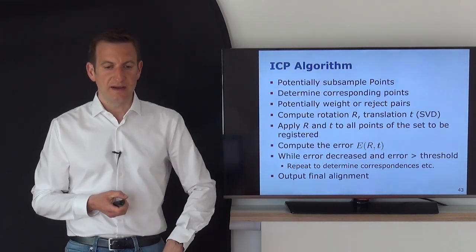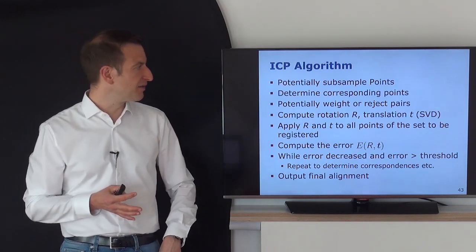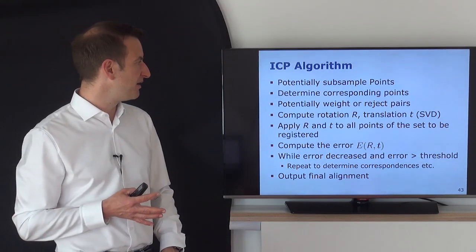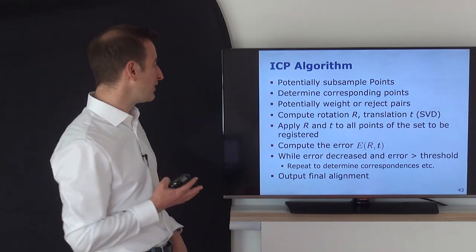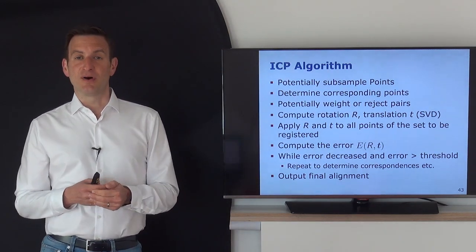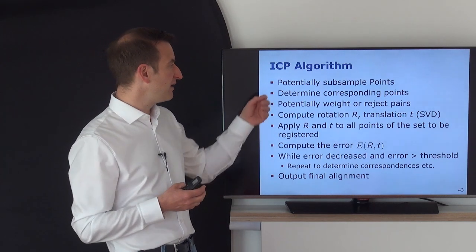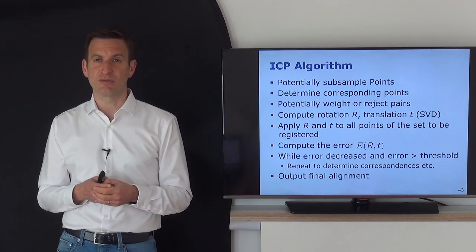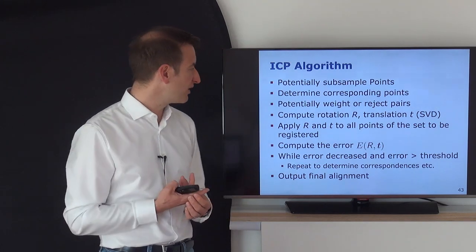So, the ICP algorithm in sum, how we do this. Initially we potentially subsample our points to a smaller point set. Then we are going to determine our corresponding points based on this subsampled point set.